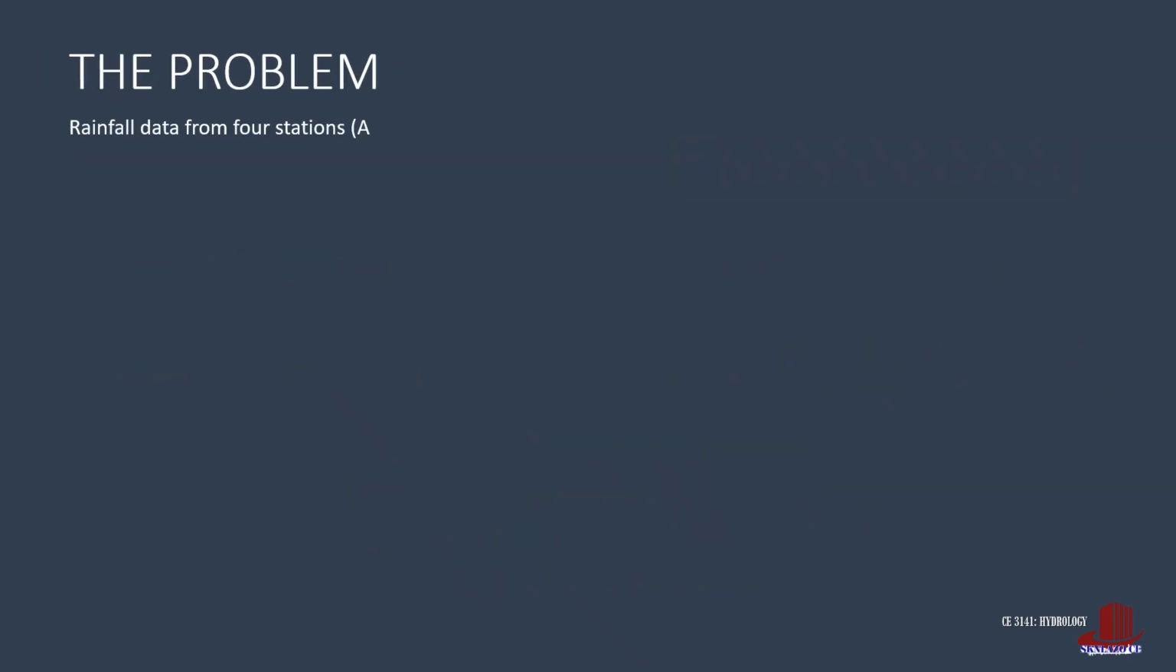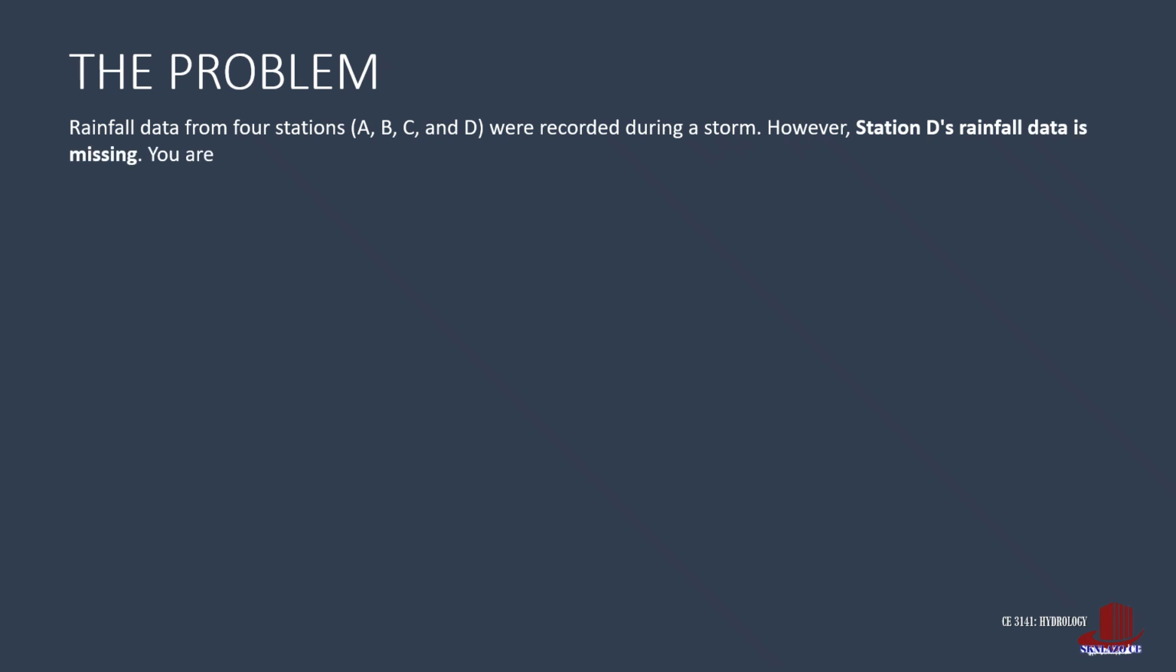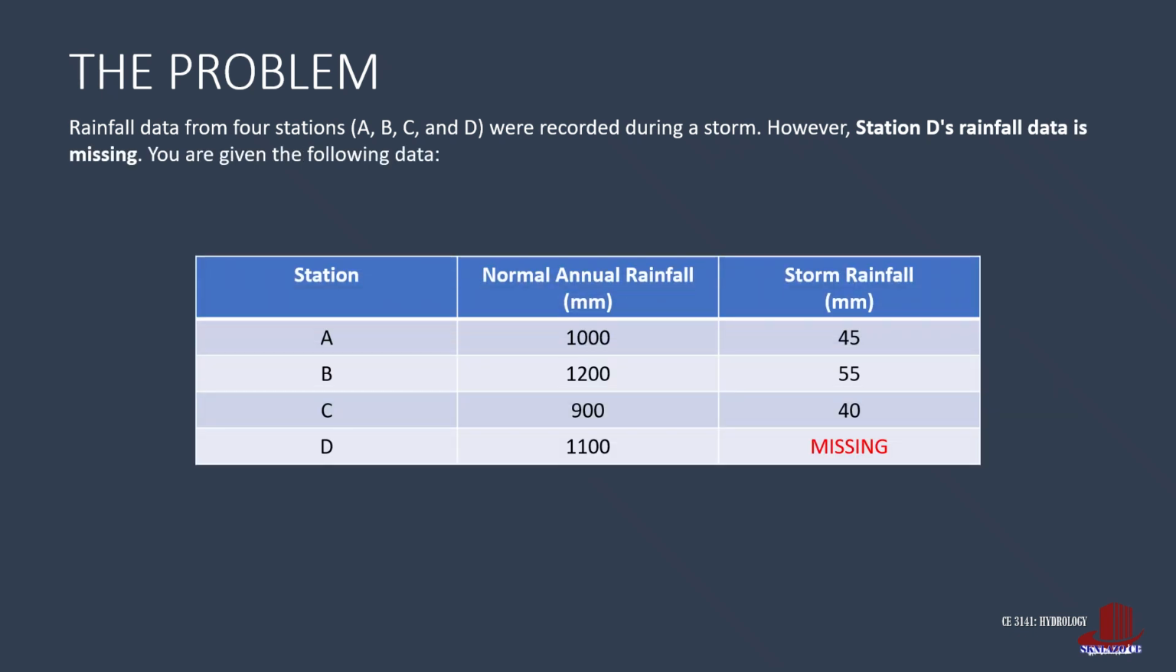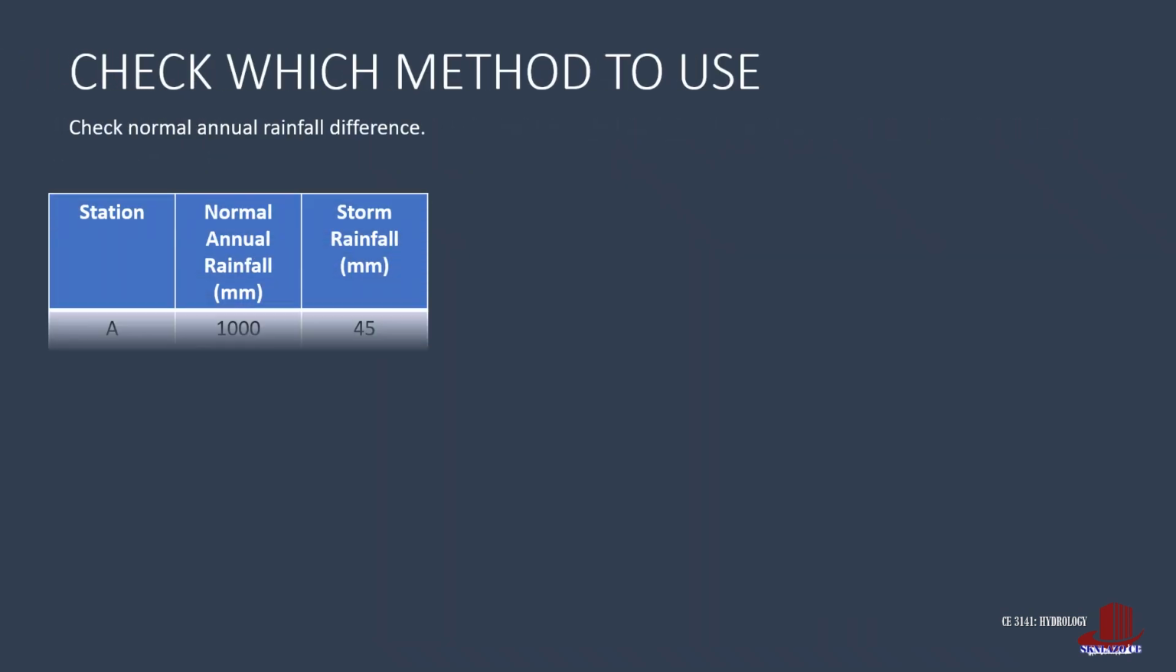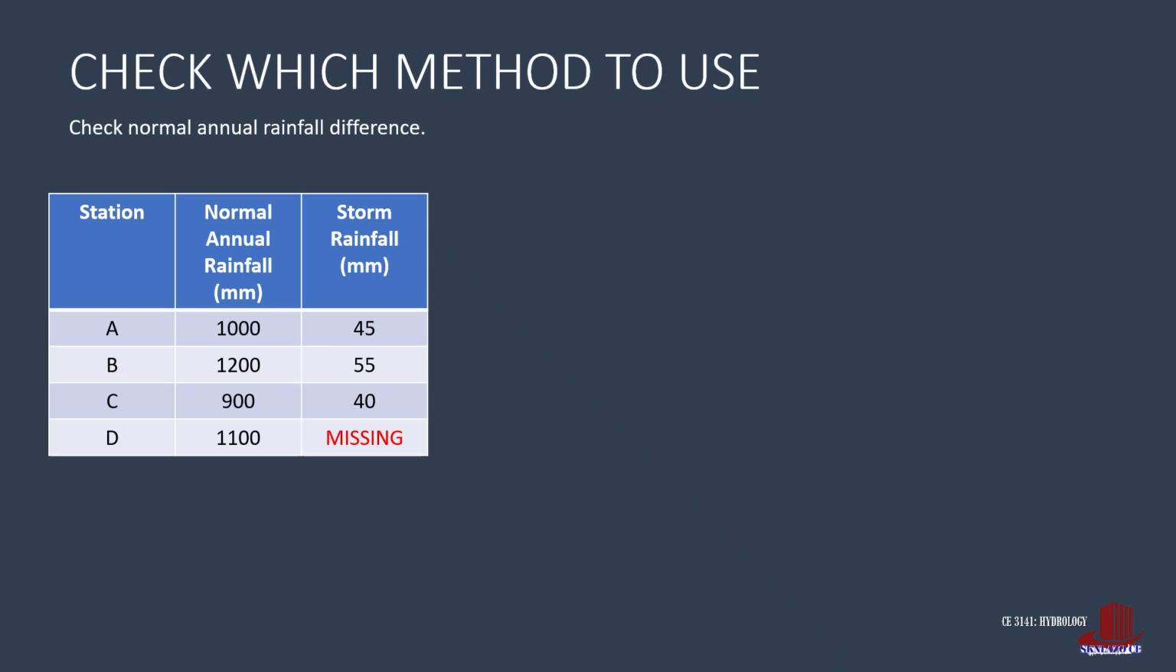The problem considers a catchment area having 4 gauge stations. However, Station D misses an input, so we are tasked to estimate it. First is to check which method between arithmetic mean and normal ratio we should use. This is done through the annual rainfall difference percentage.